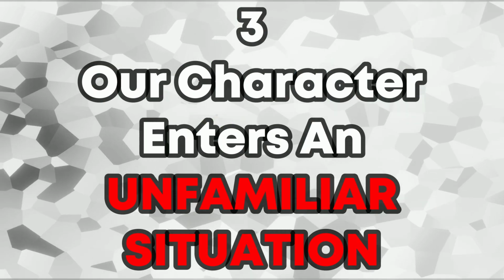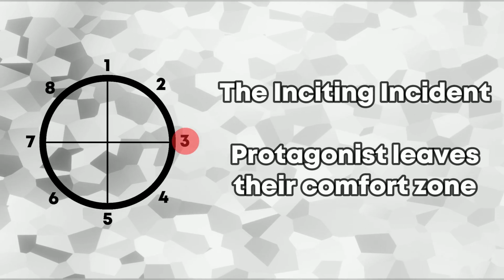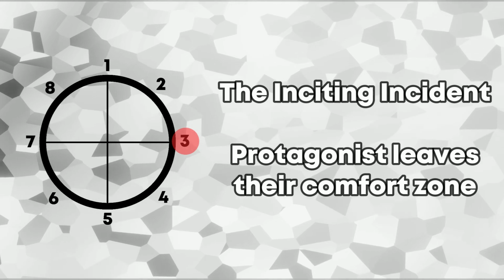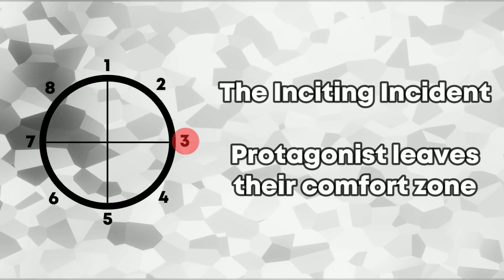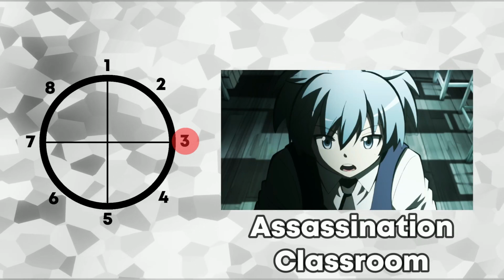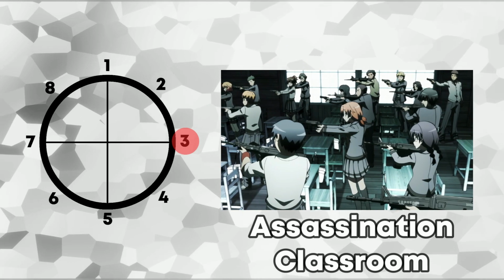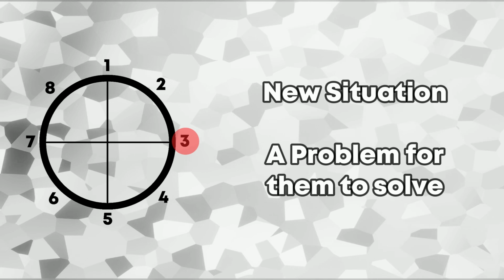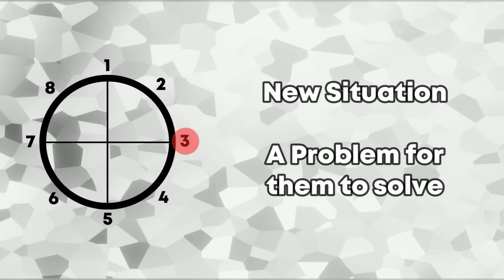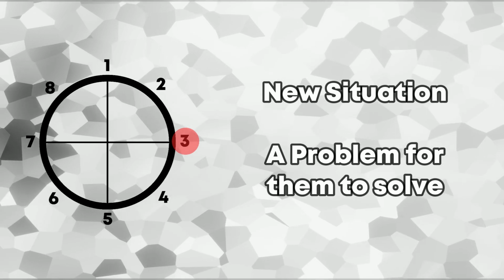3. Our character enters an unfamiliar situation. This is what you know as the inciting incident, or the point in which our protagonist leaves their normal world and enters a new unknown world. This could be as crazy as a middle school class being taught how to be assassins, or something as mundane as joining the light music club. Our character is out of their comfort zone and encountering a new situation. With this, we are proposing a problem for our protagonist to solve in 4.